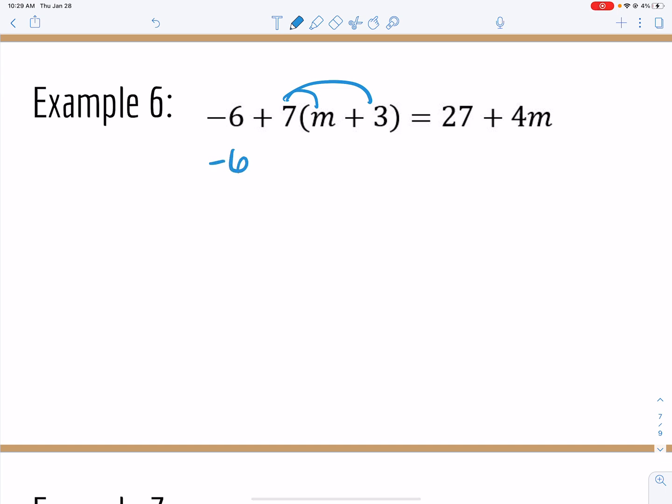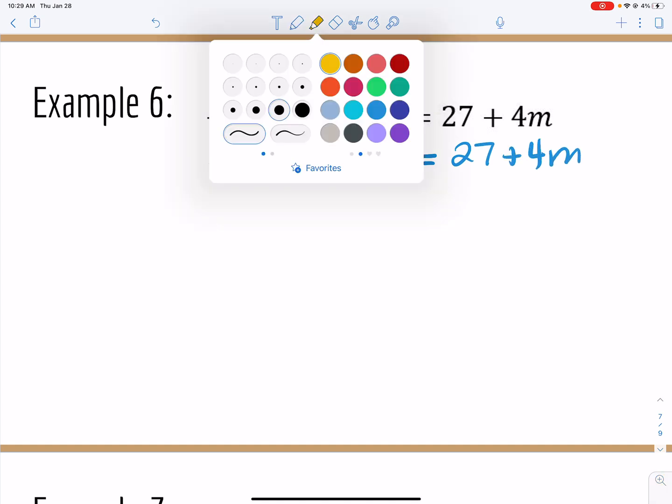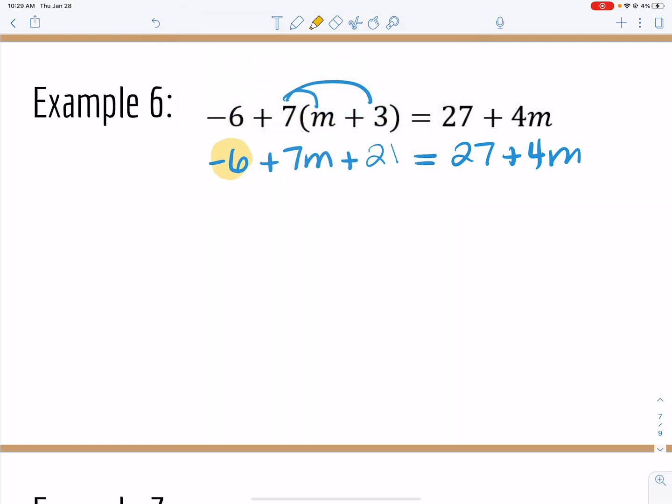So I'd have a negative 6 plus 7m plus 21 equals 27 plus 4m. Again, this is a Miss Williams preference thing. I like to get my like terms together on each side. I don't have any over there, because then I don't make any silly mistakes. Those are together. Now I've combined them. And then again, I always move my letters to the left.